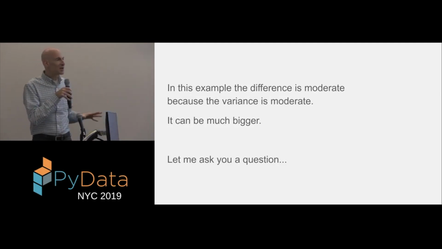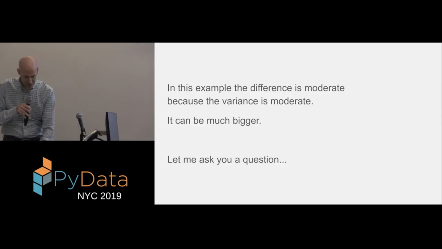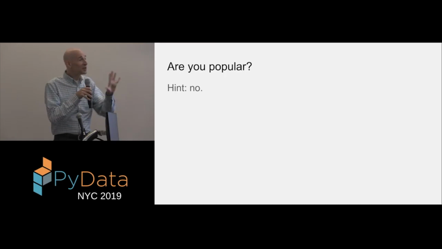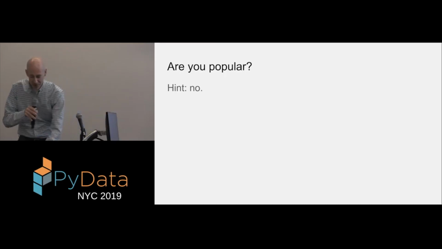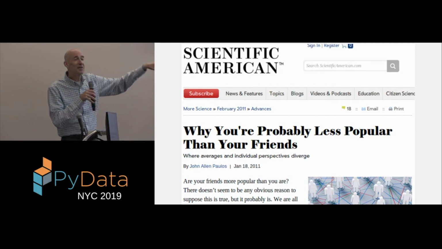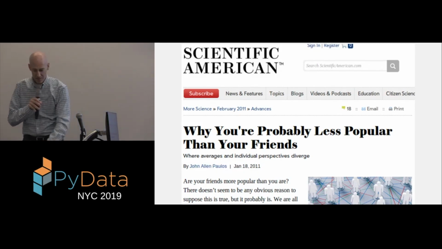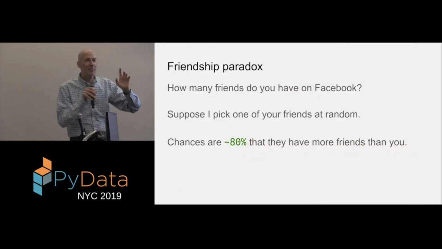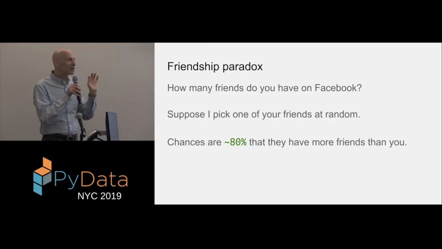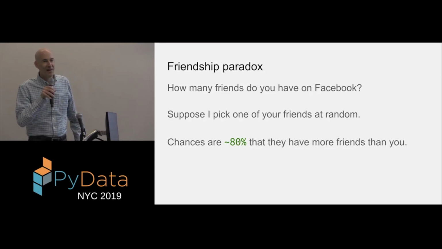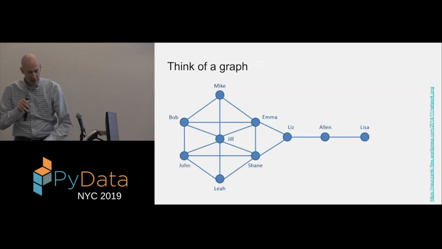And there's one extreme example of this. So let me ask you a question. Are you popular? The answer is no. And there's science. There's a reason the answer is no. This is actually from Scientific American. So you know this is true. This is the friendship paradox. And that is, if I pick you at random, and then I pick one of your friends at random, the chances are about 80% that your friend has more friends than you do. Which seems paradoxical.